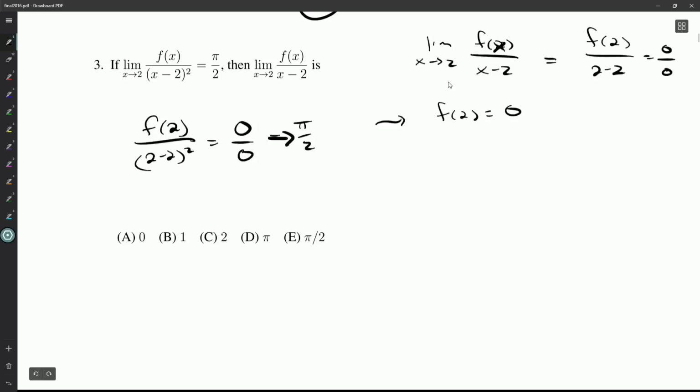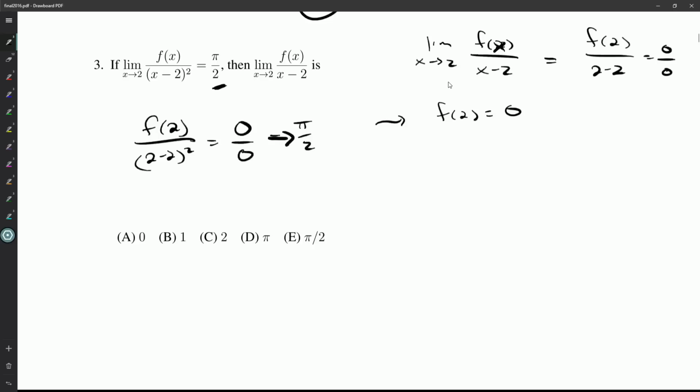Okay, so it could be almost any value. Now this pi by 2 here is kind of interesting. But what could we do? Where could we go from here? Well, we might try actually trying to work something out with L'Hopital's rule. That's certainly a possibility. What else could we do here?